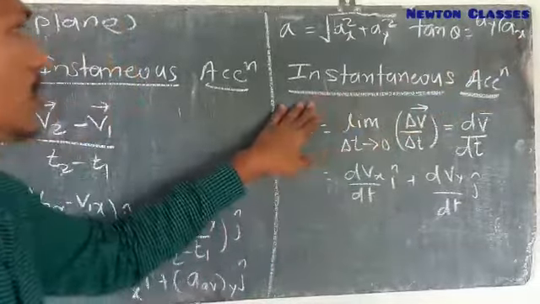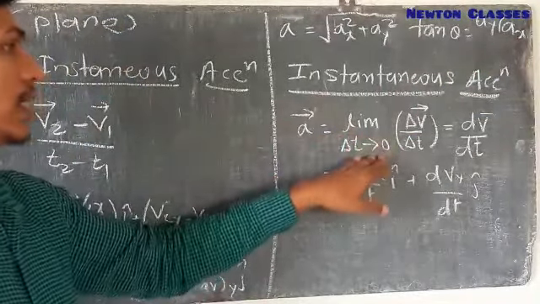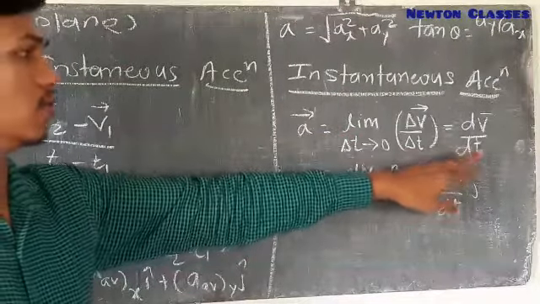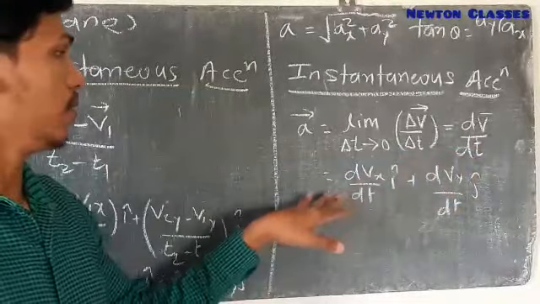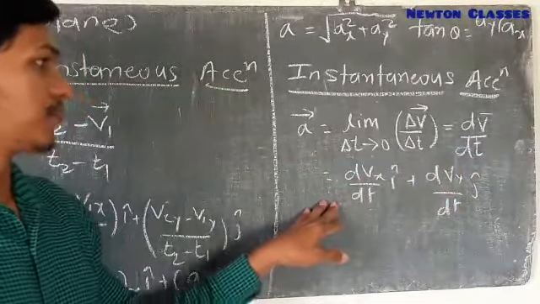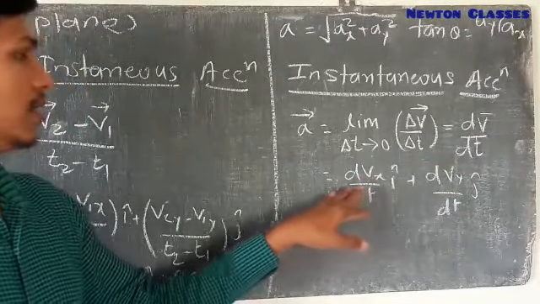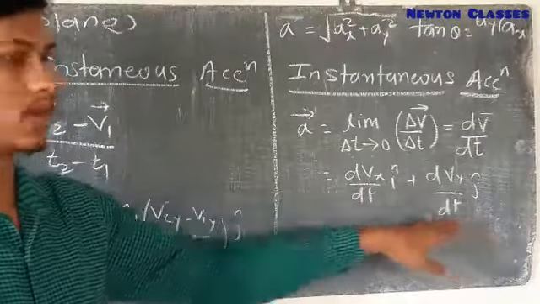And now instantaneous acceleration is denoted by a bar, which is equal to the limit as delta t tends to 0 of delta v bar upon delta t, which is equal to dv bar by dt, which is again a slope, and can be written in vector form as dvx/dt i cap plus dvy/dt j cap.